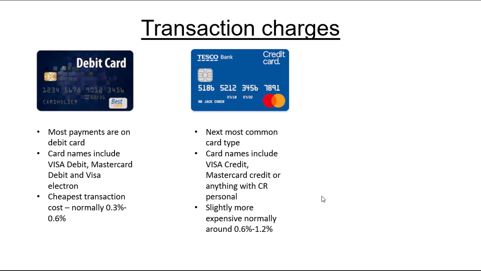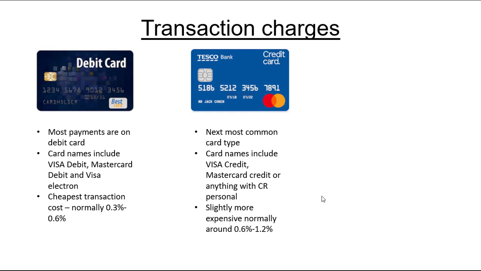Credit cards, or personal credit cards, are the second most common card used in the UK. Common card names include Visa Credit and MasterCard Credit, but there are a number of other card types. These are normally shown on the statement as CR Personal or some variation to this. Credit cards are slightly more expensive than debit cards, with rates around 0.6 to 1.2% depending on the company's turnover.